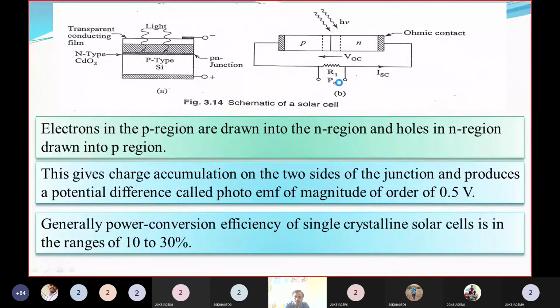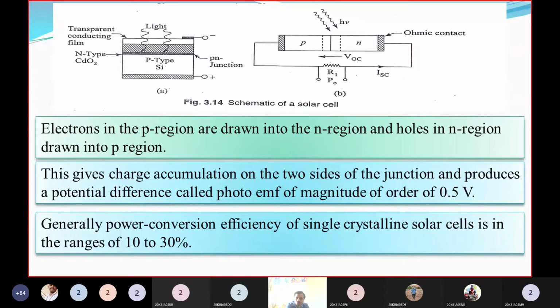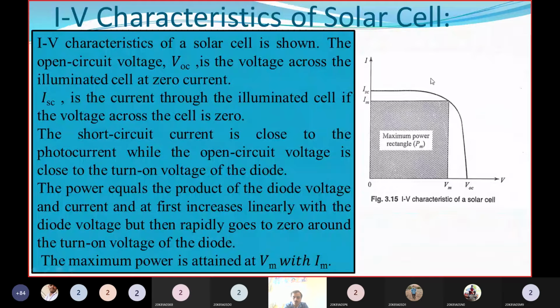Now coming to the IV characteristics. If you connect the circuit, then due to that potential difference, current also passes through the circuit.